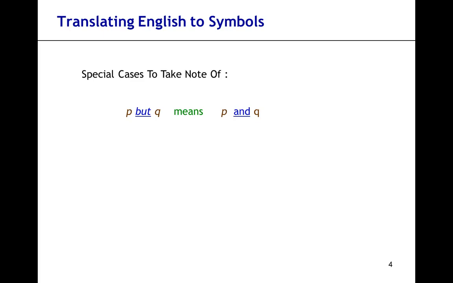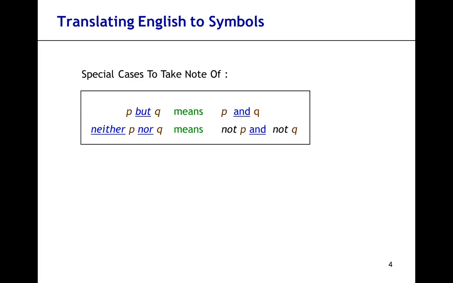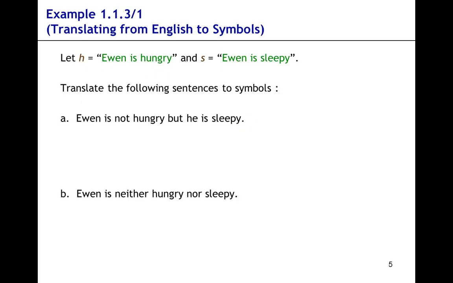A sentence in the form of neither P nor Q has the same meaning as not P and not Q. For example, if I say, I'm neither rich nor powerful, then I'm really saying I'm not rich and I'm not powerful. In this example, we have to translate from English to symbols. Let's keep these special cases in mind.